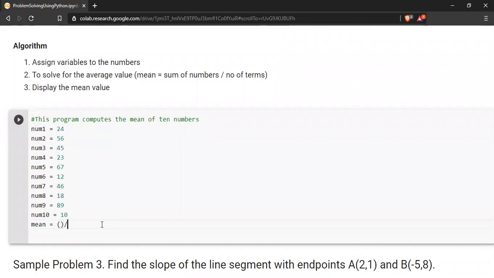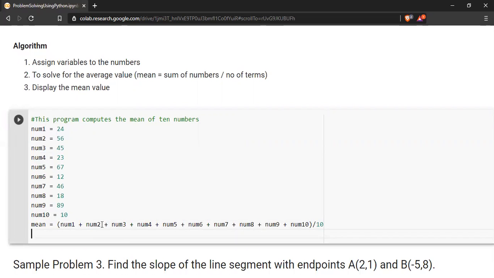Now to compute the sum, take note we have 10 numbers, so I can say this is 10. To compute the sum, we can say num1 plus num2 plus num3 plus num4 plus num5 plus num6 plus num7 plus num8 plus num9 plus num10. Okay, that's how you compute the mean of 10 numbers.